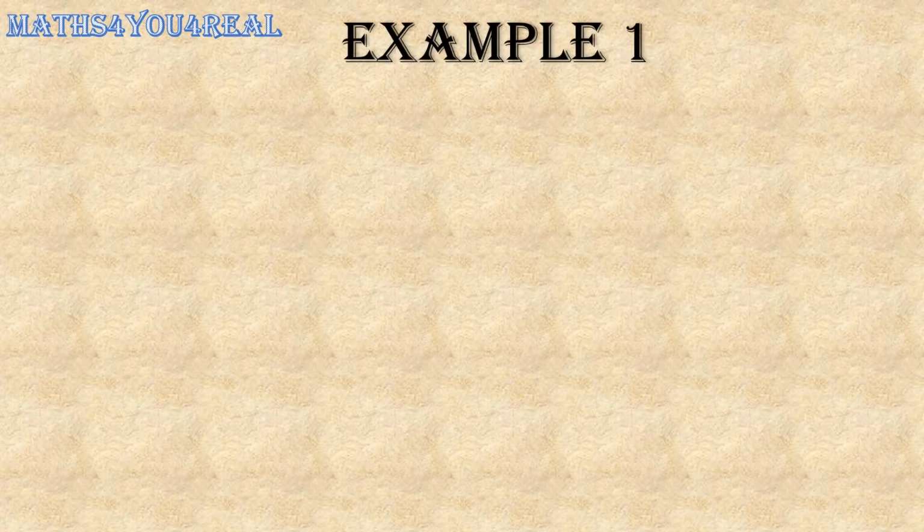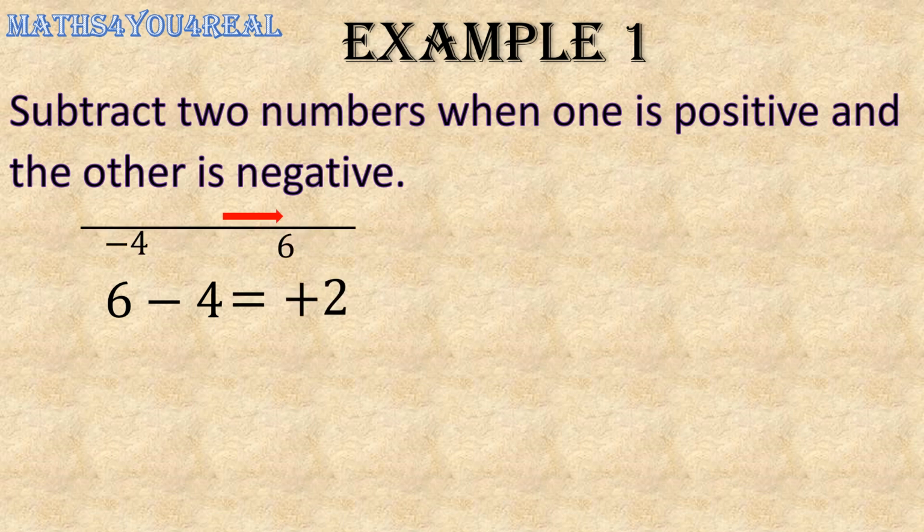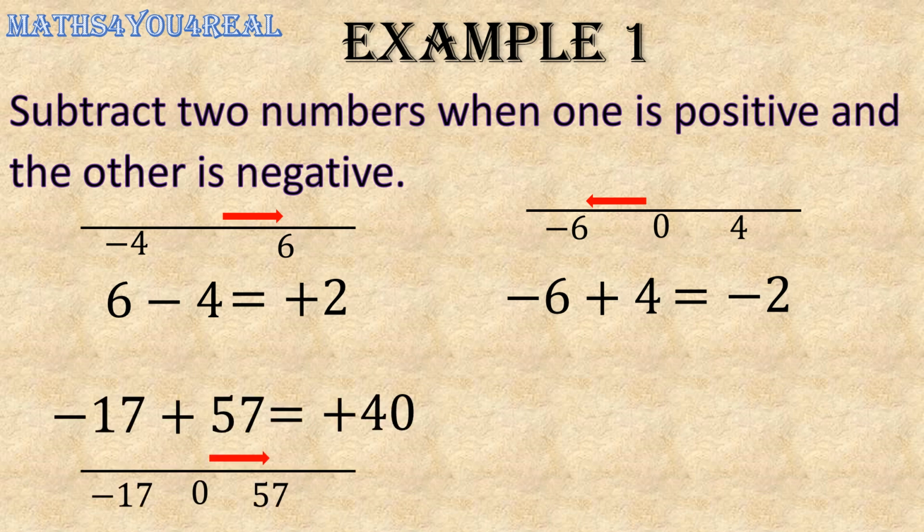Example 1. Subtract two numbers when one is positive and the other is negative. Now let's do the following subtraction. 6 minus 4 is equal to plus 2 because 6 is a bigger number to the right of 0. Minus 6 plus 4 is equal to minus 2 because 6 is a bigger number to the left of 0. Minus 17 plus 57 is equal to plus 40 because 57 is a bigger number to the right of 0. Minus 57 plus 17 is equal to minus 40 because 57 is a bigger number to the left of 0.